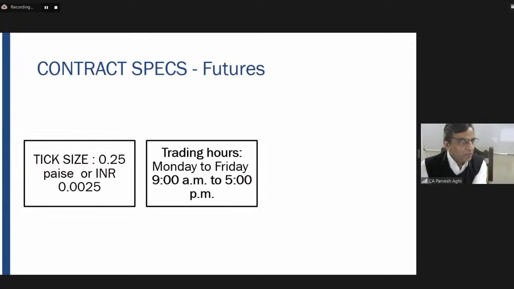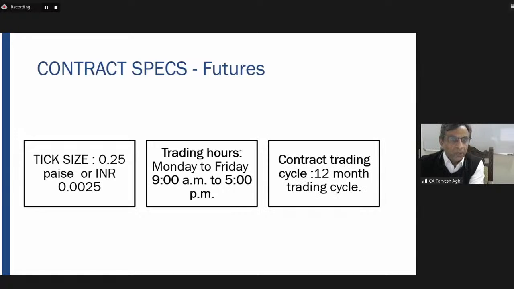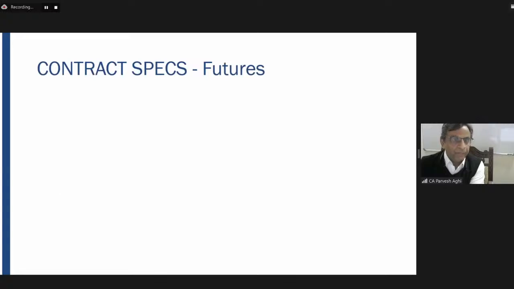Okay. Trading hours of these stock exchanges are between 9 to 5 p.m. Again, for stocks it is 9 to 3:30, but for currency, it opens from 9 till 5 p.m. Contract trading cycle: 12 months trading cycle in India, National Stock Exchange. You have 12 monthly cycles, depending on which month you are betting on. So whether it can be January, February, depending on when you are going to receive money or when you are going to make the payment. So you have to choose that contract month to enter into the trade.